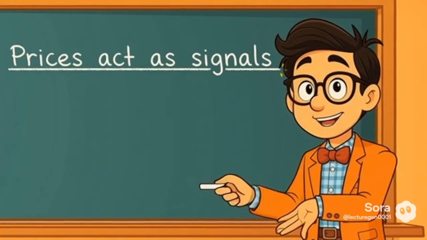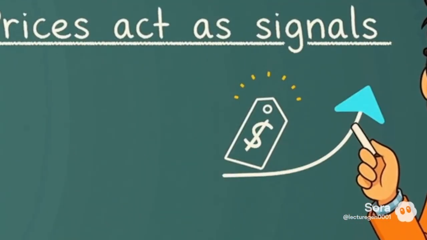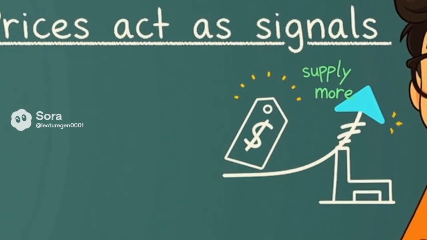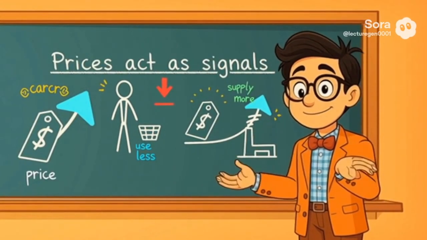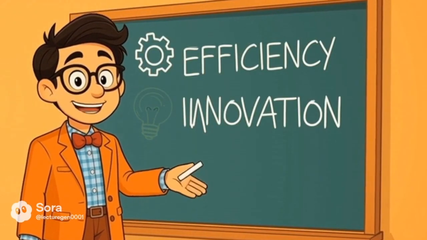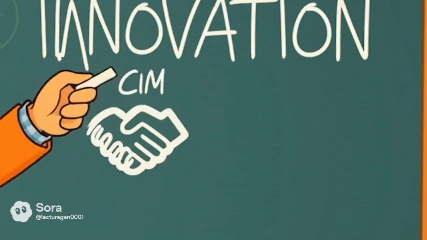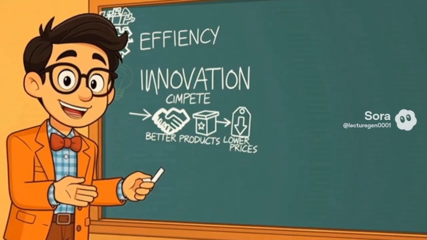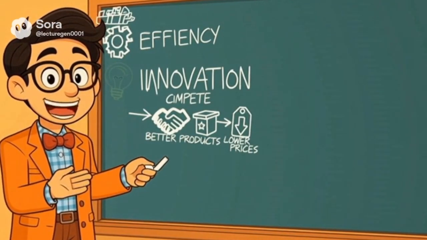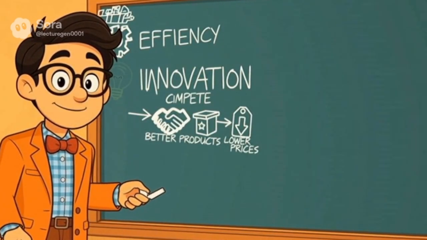Prices act as signals. When something becomes scarce, its price rises, motivating producers to supply more and consumers to use less. This system encourages efficiency and innovation because firms compete to attract customers by offering better products at lower prices. When markets work well, society's resources are allocated to where they're most valued.